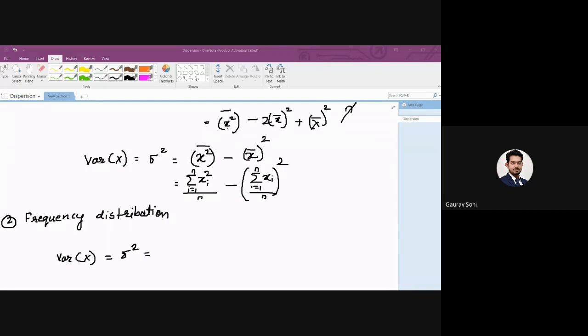Ritika, Oza, are you there? Yes, sir. Yes, can you generalize this formula for the variance to the frequency distribution form?